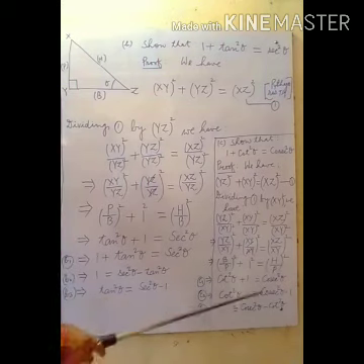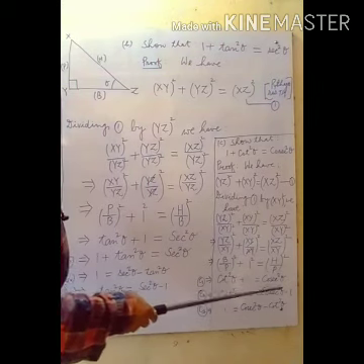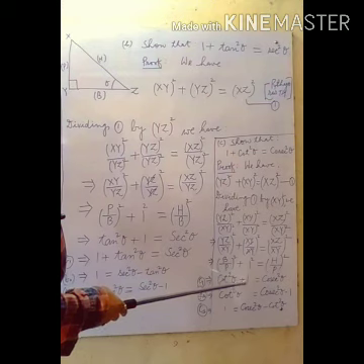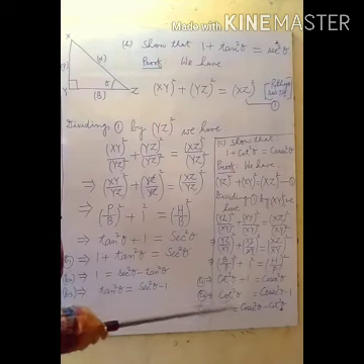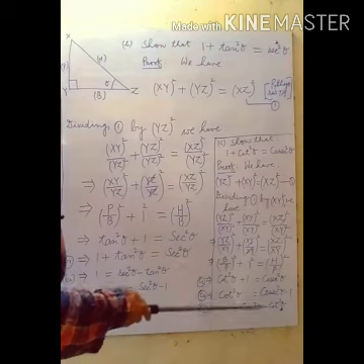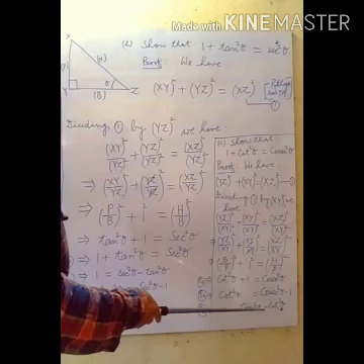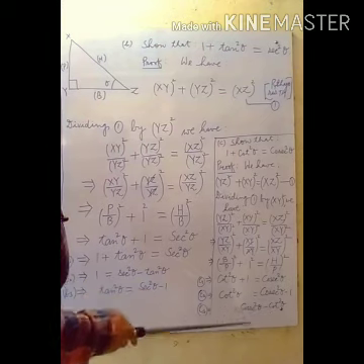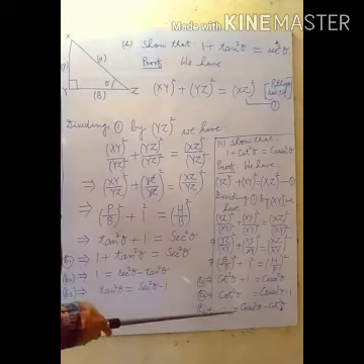It is not compulsory that always 1 can be transposed. 1 will be on the same side. This cot square theta will be transposed to the right hand side. Now 1 equals cosec square theta minus cot square theta, this is going to be transposed there, and this one is equal to 1.